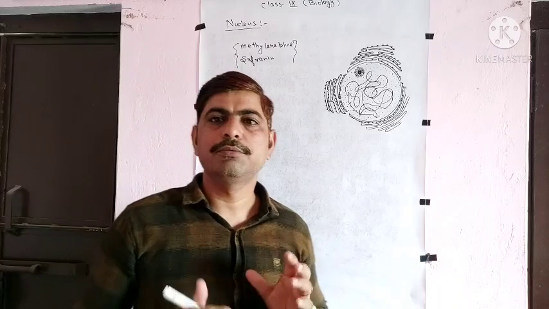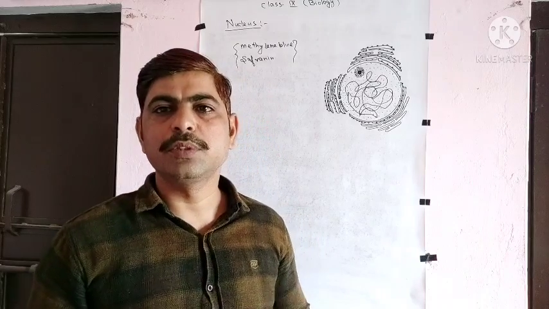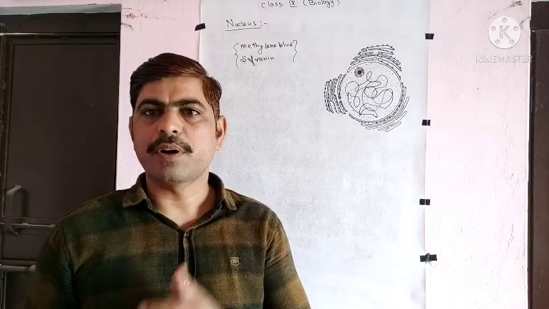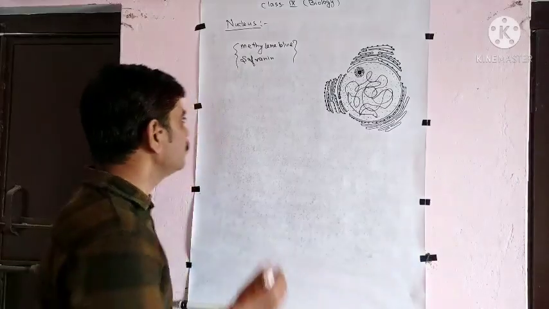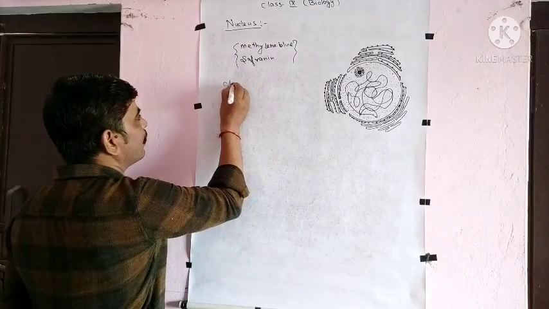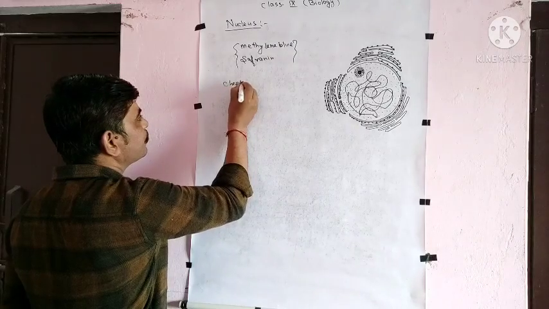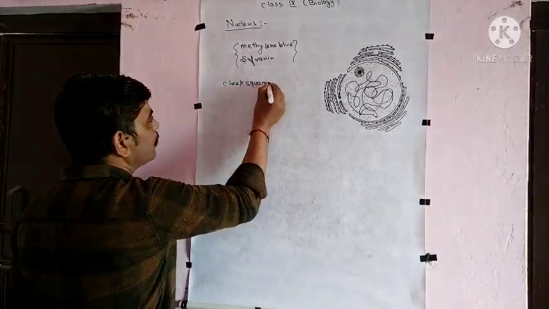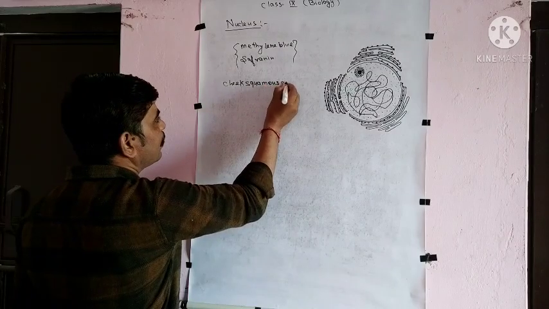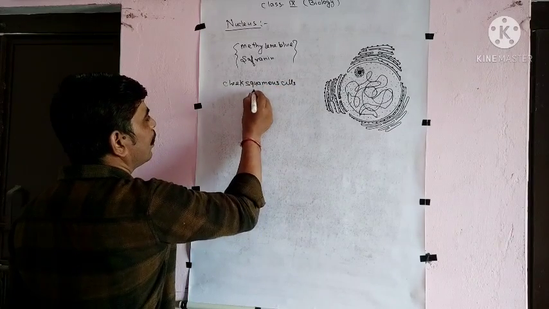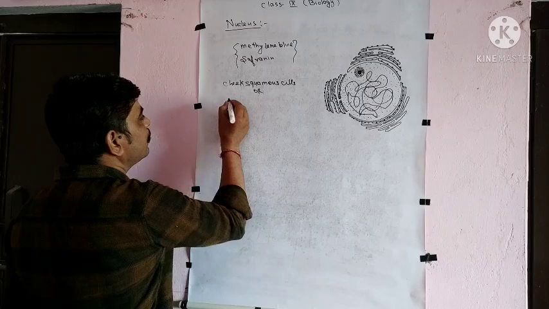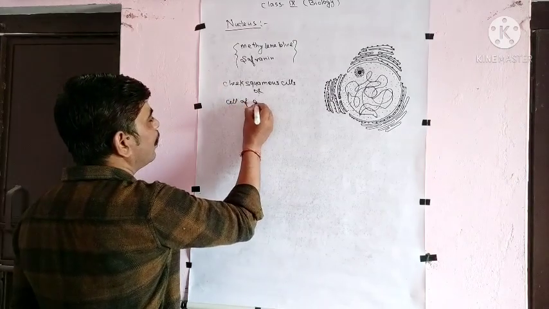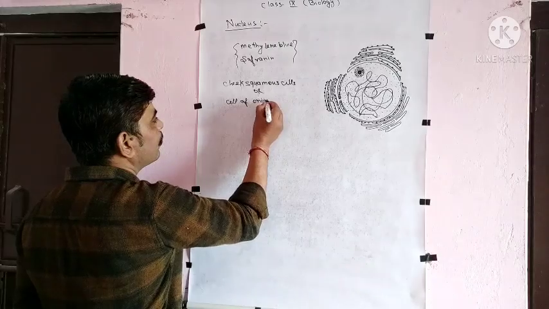So this stain, methylene blue or safranine, is used before observing the nucleus under the microscope, and we can observe the nucleus. We can see the nucleus under a compound microscope in the cheek squamous cell, or in the cell of onion bulb.